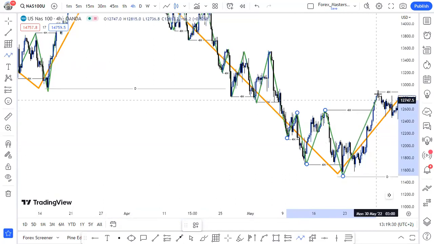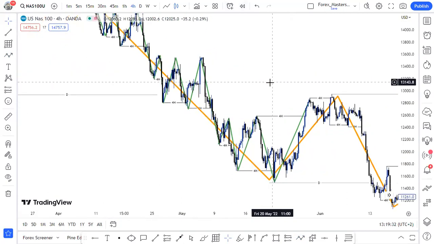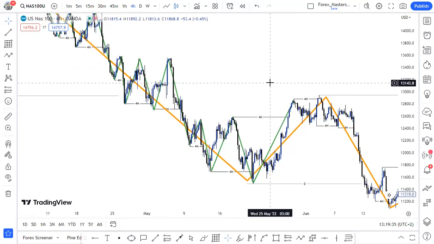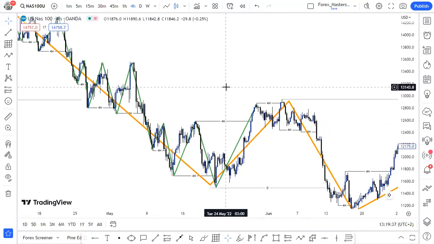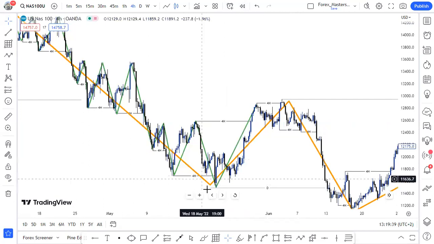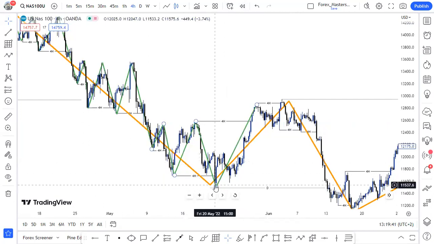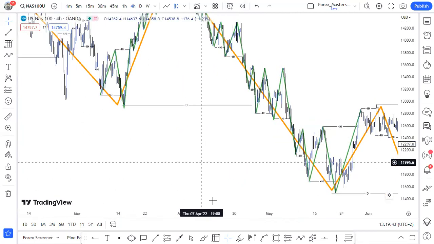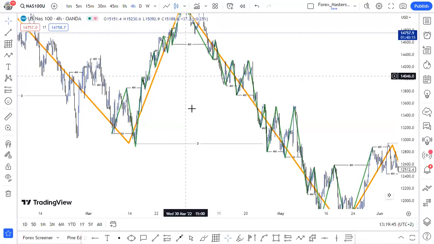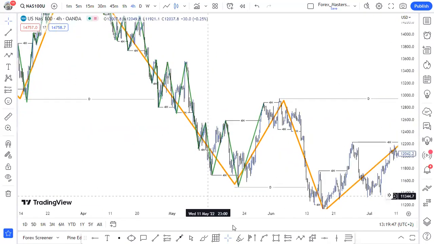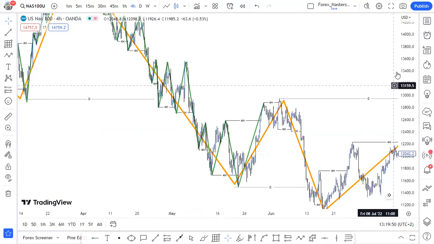Again, we shift the trend on 4 hours. That shift of the trend on 4 hours is a signal to us that the daily now has printed the lower low. All right, so from this high right there to this low, that's our daily swing leg.